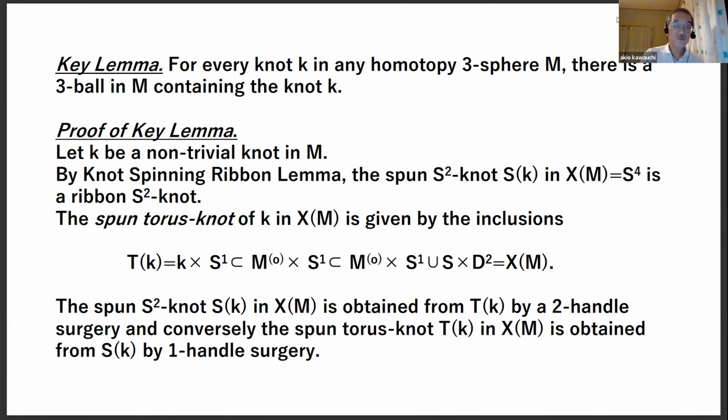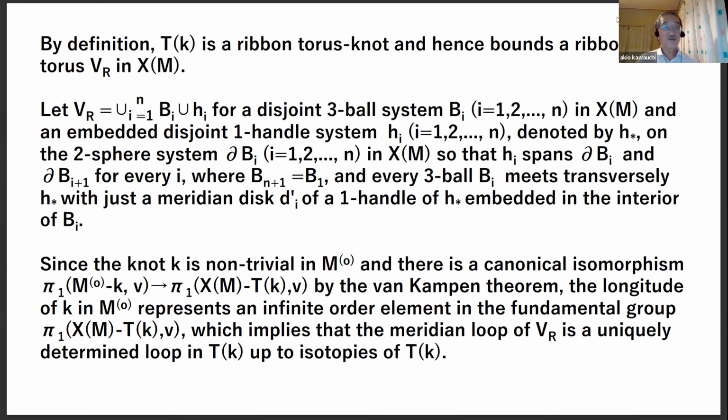But the spun torus knot of K is just K cross S1, which is just an inclusion in M0 cross S1, and M0 cross S1 union S1 cross D2 is in XM. The spun S2 knot in X is obtained from the spun torus knot by two-handle surgery, and conversely, the spun torus knot in X is obtained from the spun S2 knot SK by one-handle surgery. So by definition, TK is a ribbon torus knot and hence bounds a ribbon solid torus. We are in XM.